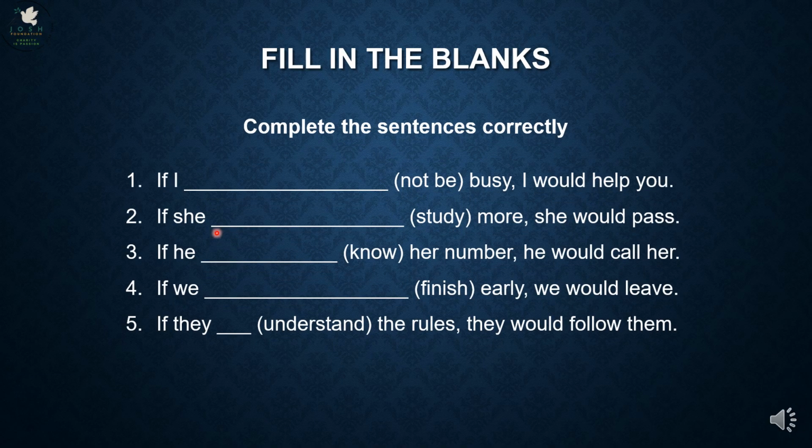Complete the sentences correctly. If I dash dash busy, you see this is a negative, I would help you. If she dash dash more, she would pass. If he dash dash her number, he would call her. If we dash dash early, we would leave. If they dash dash the rules, they would follow them.